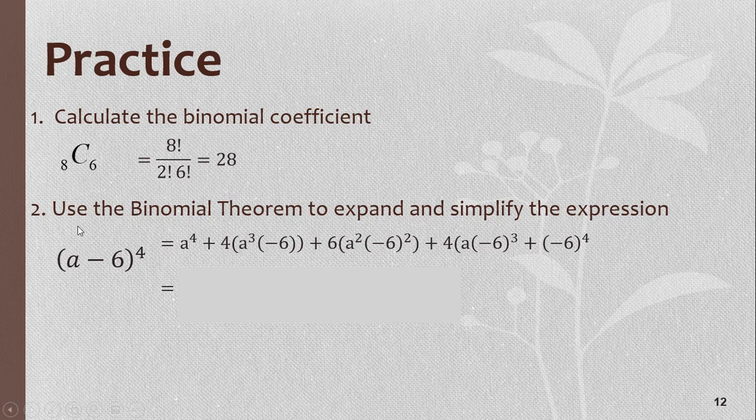All right, now use binomial theorem to expand and simplify this expression, a minus 6 to the fourth. Well, here my x term is a, my y term is negative 6. So my a's go in descending order. My negative 6 goes in ascending order, so negative 6 to the 0, negative 6 squared, cubed, to the fourth. And then I need to multiply that by Pascal's triangle number. So 1, 4, 6, 4, 1. If I multiply that all together, this is the result that I get.